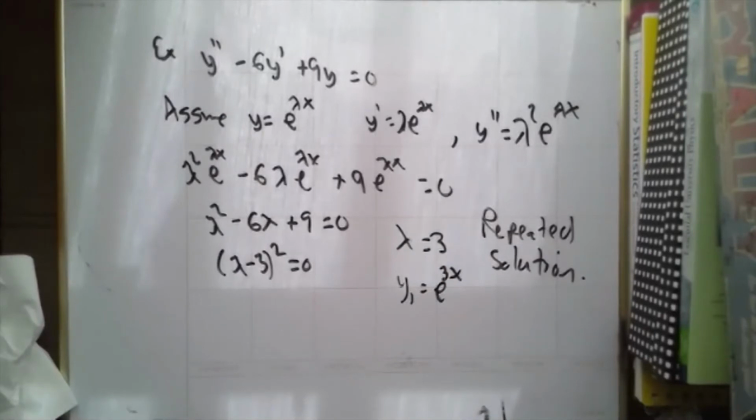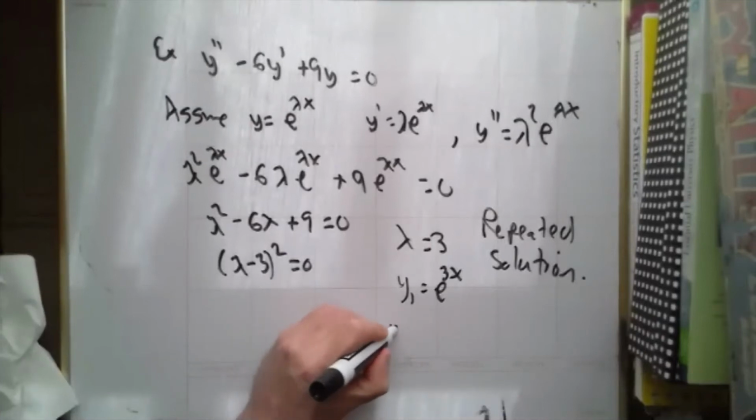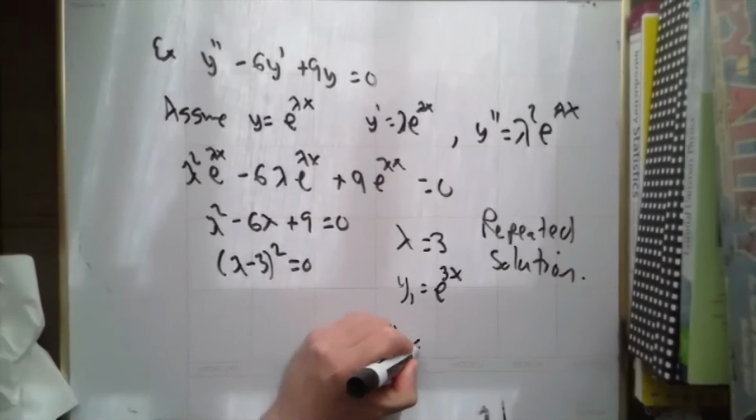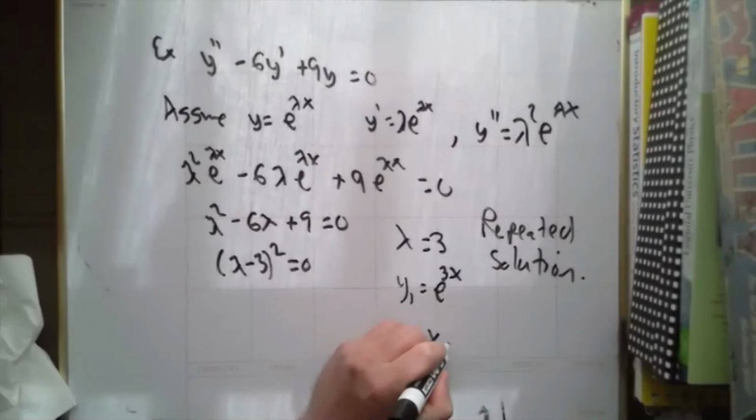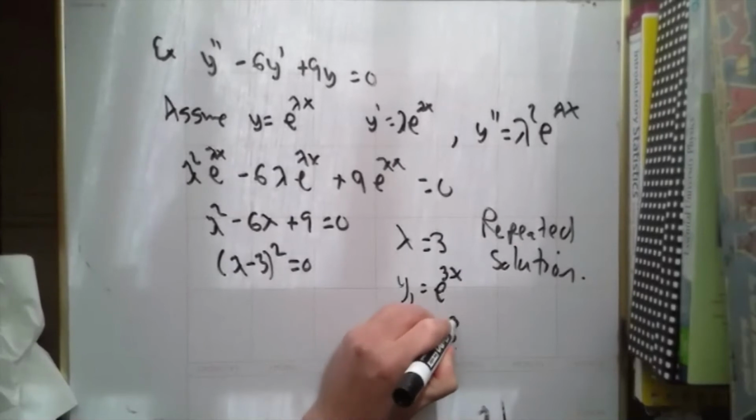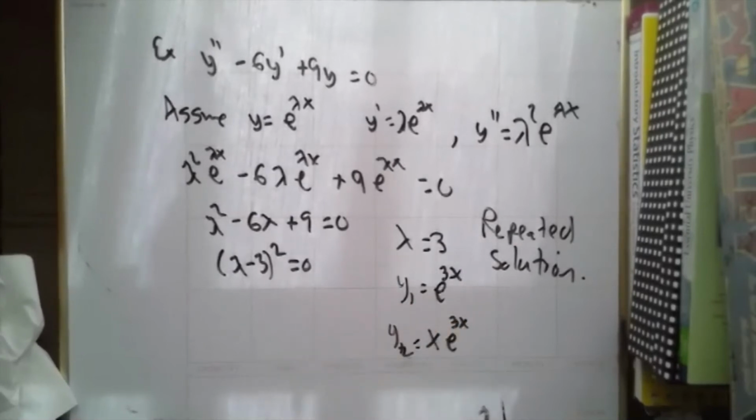This is one of those times where I know what to do because my professor told me, and now I'm going to tell you what to do. I would not expect you to come up with this on your own. I don't know if I would have. Our second one, we're going to take that one and just tack on an extra x. When you have a repeated solution, tack on an extra x.